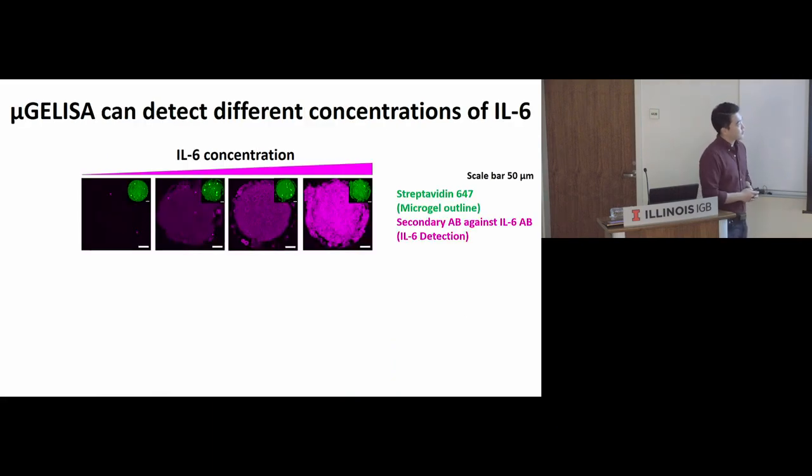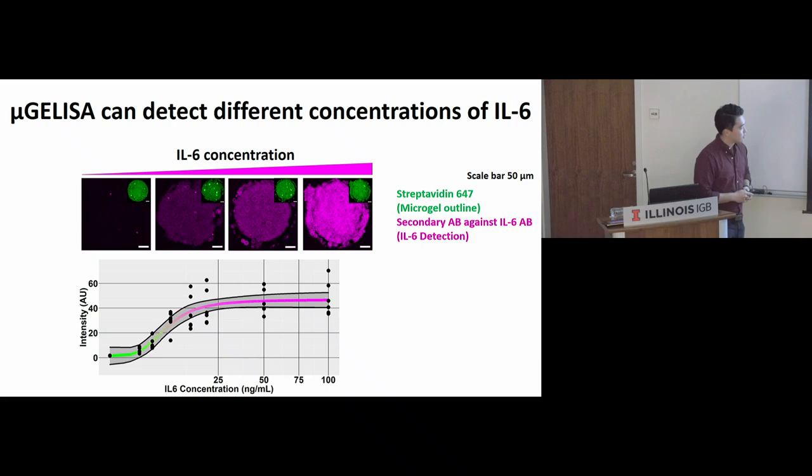And this microgel ELISA system can actually detect different concentrations of IL-6. So this IL-6 was added as just pure bulk media IL-6, so this is not cell-secreted IL-6. But you can still see that as I increase the IL-6 concentration in the media, I increase the detection too.